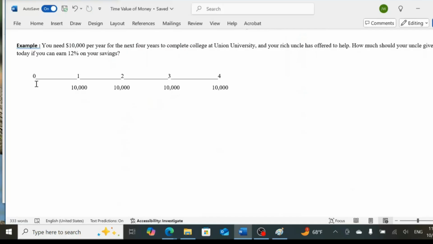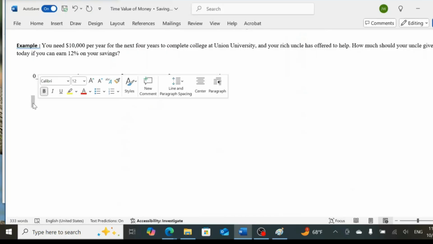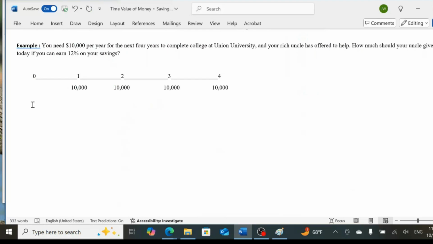Another way is the uncle can just provide money today, write a big check, and the student can put money in a bank account. Then every year withdraw $10,000. So the question is, if the uncle wants to write a big check today and make sure this amount will enable the student to withdraw $10,000 a year for the next 4 years, what is the amount?